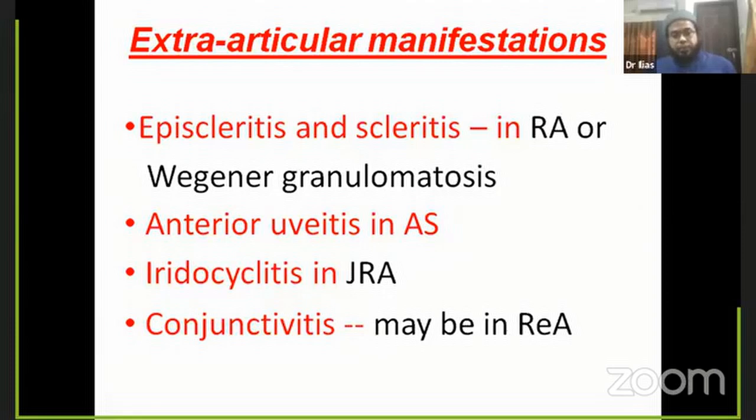And some extraarticular manifestations could be found in the eyes in case of some kind of inflammatory disease like the rheumatoid arthritis. In case of the rheumatoid arthritis, the patient might be having the episcleritis or scleritis. In case of ankylosing spondylitis, the patient might be having the anterior uveitis. In case of juvenile rheumatoid arthritis, the patient might be having the iridocyclitis. In case of the reactive arthritis, the patient might be having the conjunctivitis. I will show some of the pictures later on.